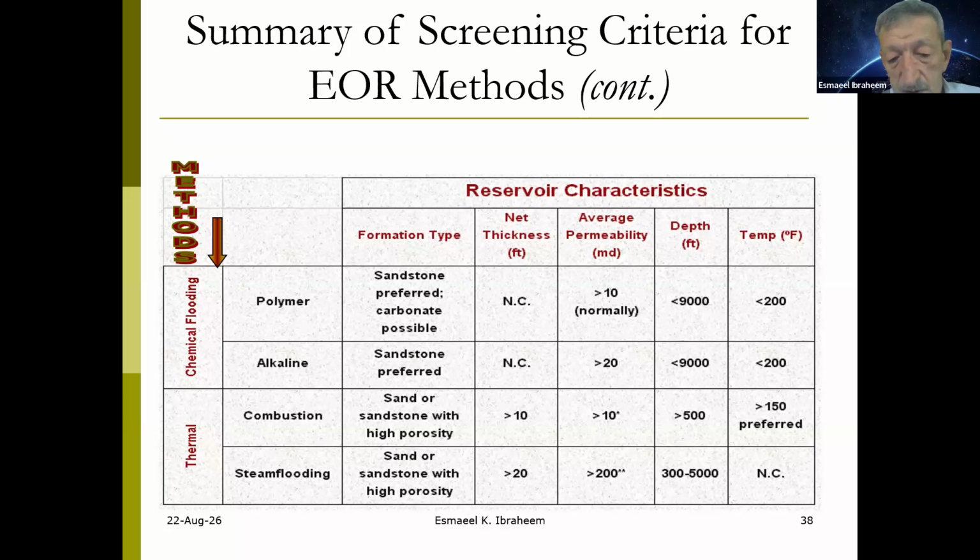For steam flooding, sand or sandstone with high porosity, greater than 20 feet thickness, greater than 200 millidarcy, and the depth is between 300 to 5,000 feet. The temperature is not a characteristic.